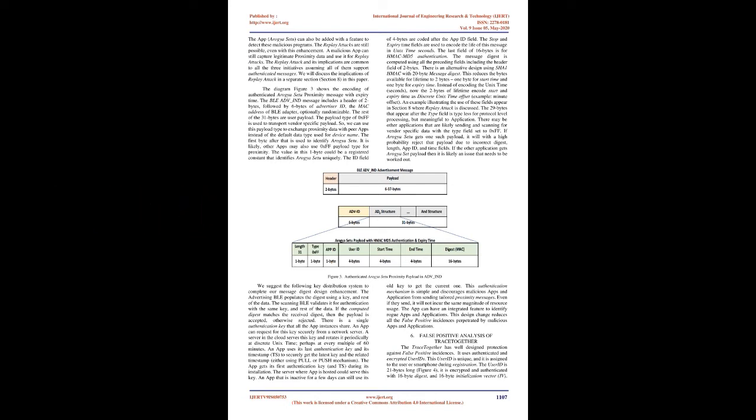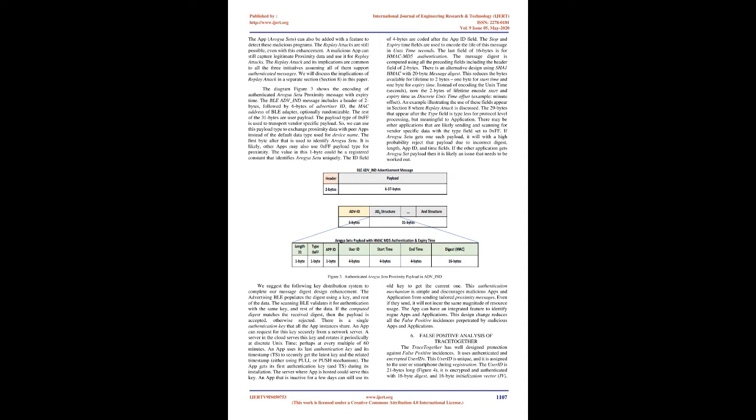We will discuss the implications of replay attack in a separate section, Section 8, in this paper. The diagram Figure 3 shows the encoding of authenticated Arogya Setu proximity message with expiry time. The BLE_ADV_IND message includes a header of 2 bytes, followed by 6 bytes of advertiser ID, the MAC address of BLE adapter, optionally randomizable. The rest of the 31 bytes are user payload.